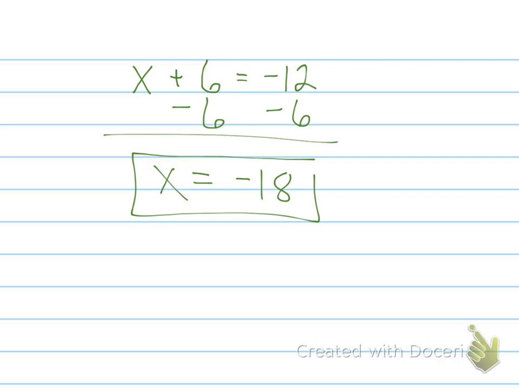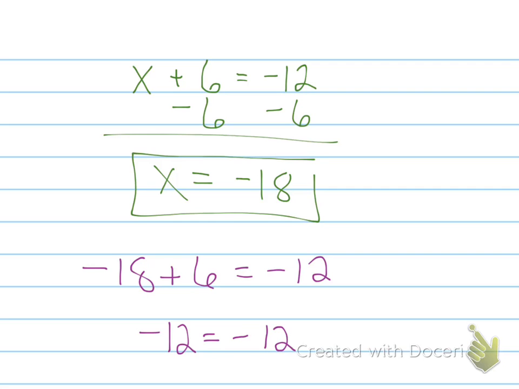Now, when you plug it back in, negative 18 plus 6, now it becomes different sign, subtract and take, and yes, negative 12 equals negative 12, and it checks out. All right, who got that right? Negative 18. Good job, guys.